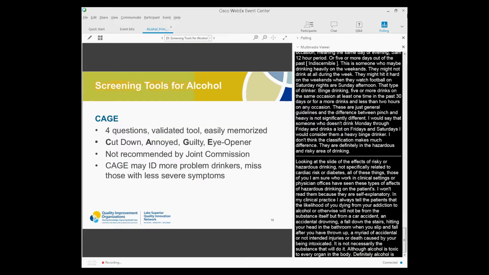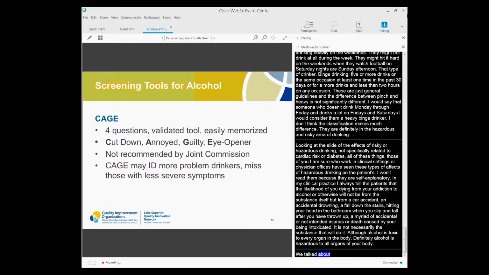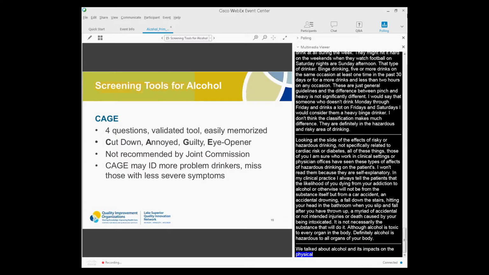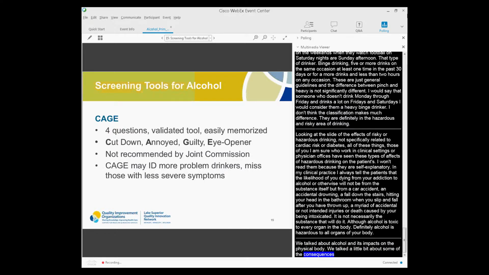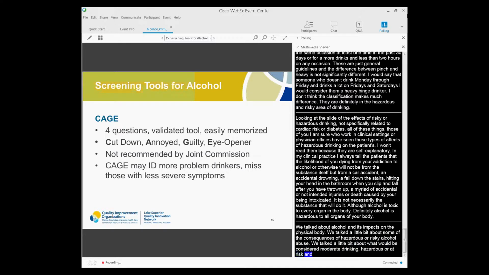So we're going to move into this now. We talked a little bit about alcohol and its impacts on the physical body. We showed you slides with some of the consequences of hazardous or risky alcohol use. We talked a little bit about what would be considered moderate drinking, hazardous or at-risk, and heavy drinking. And now we go to the screening tools for alcohol use. So I'm going to show you 3 today. I'm going to go over briefly the first 2 and focus on the third.